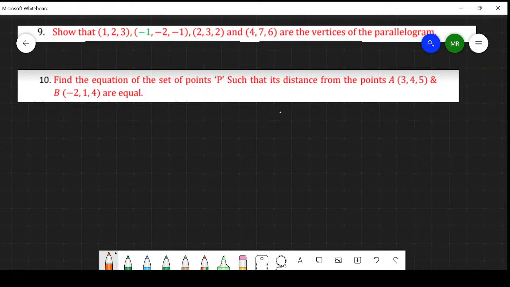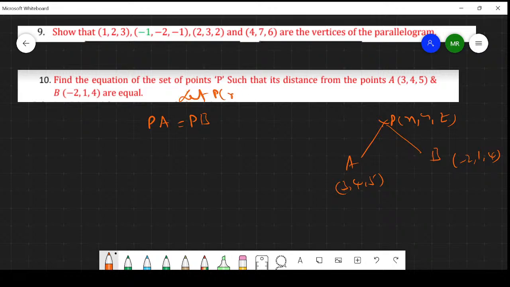Find the equation of the set of points P such that its distance from the points are equal. Suppose you take the point P(x, y, z). They have given 2 points A and B. Point A is 3, 4, 5 and this point is minus 2, 1, 4. They are saying PA is equal to PB. Let P(x, y, z) be a point.